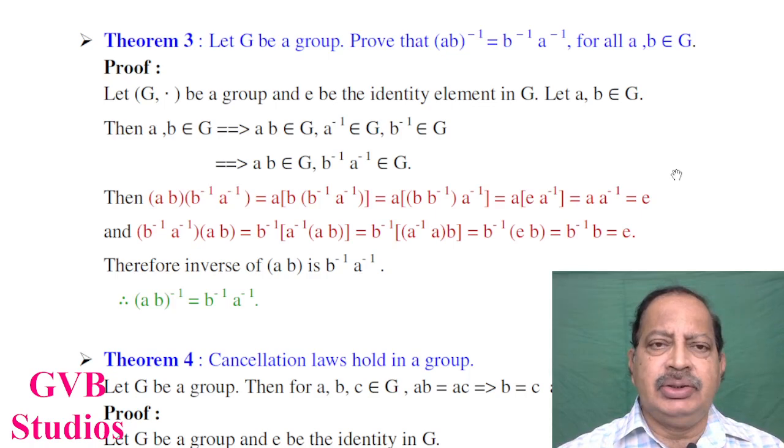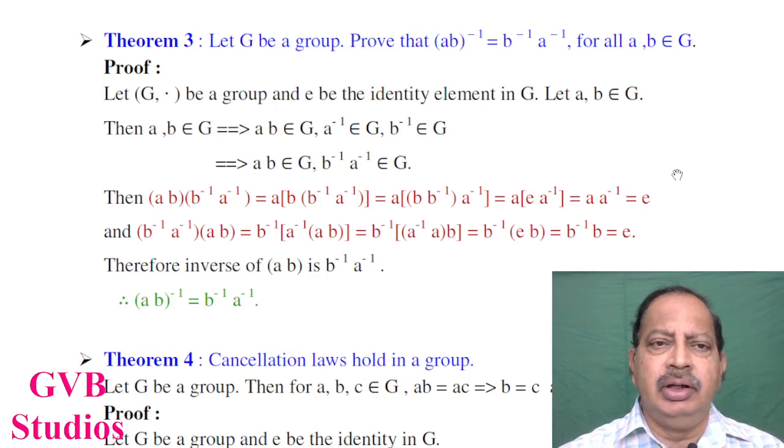In this class, we learn some theorems on groups. The first theorem, theorem number 3, reads: let G be a group. Prove that (AB) whole inverse is equal to B inverse A inverse for all A, B belonging to G. Here we are discussing the inverse of A dot B, or A circle B, or A star B.